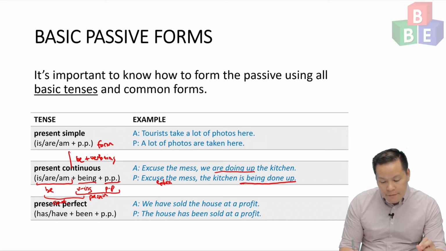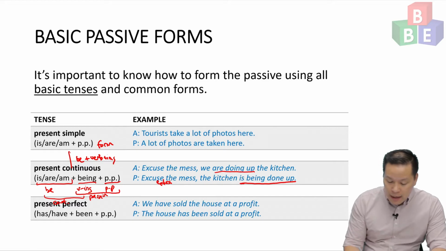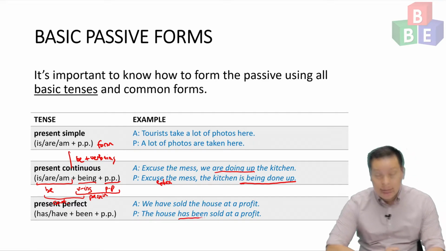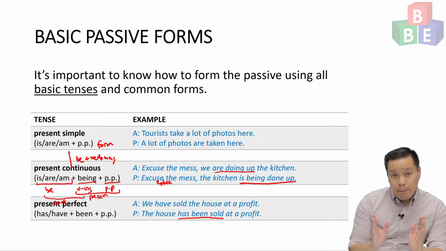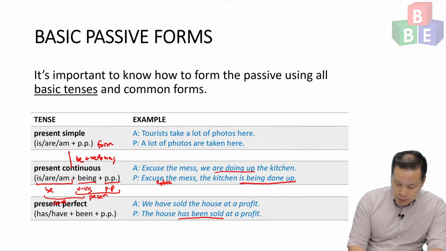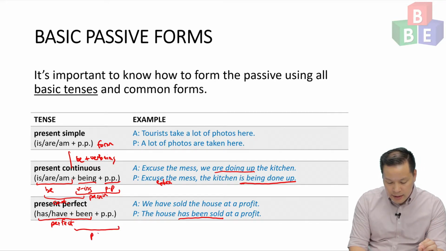Actively, we have: sold the house at a profit. In the passive, the house has been sold at a profit. Remember that present perfect has two parts, has or have plus past participle, and the passive here is the be plus past participle.